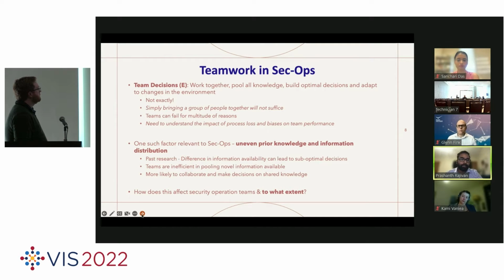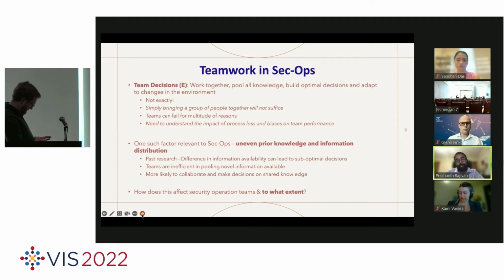Next slide. So in this space, obviously, teamwork becomes an important aspect, because you're trying to bring a lot of people together and pool all their knowledge, and then defend your networks from threats based on this teamwork. But a lot of times this team aspect of security operations gets overlooked. People think, okay, if I bring enough expert individuals into my organization, I'm safe. They should know how to take care of it. But that's typically not the case, because simply bringing a group of people will not be sufficient, and teams can fail for a multitude of reasons. And most of you may have either anecdotal or real evidence that points to that, right?